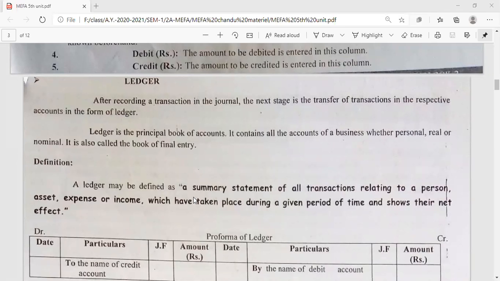Ledger is a principal book of accounts. It contains all the accounts of business, whether personal, real, or nominal. It is also called the book of final entry. Okay, the ledger book is the final entry book, right?